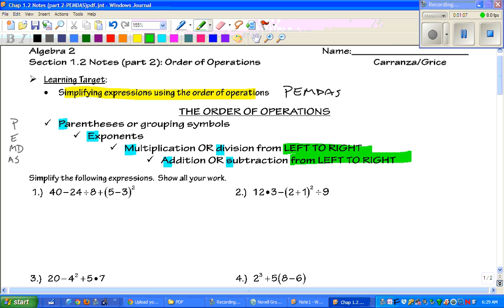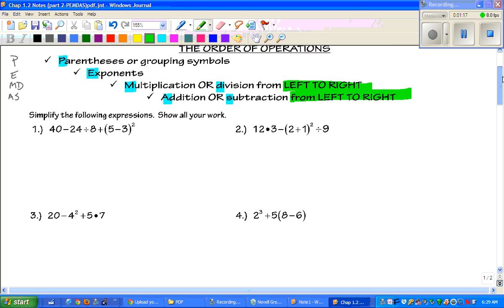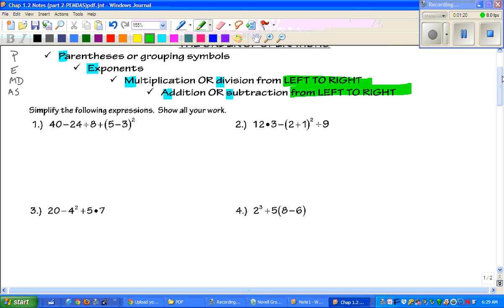When we get to our lines and we see that we have multiplication and division at the same time, we need to do them in order from left to right. We're going to be pounding that into your skulls this year. So what I'm going to be doing is going through all of the odds. If you have any questions on the evens, please come see Miss Carranza or myself. Okay, so number one.